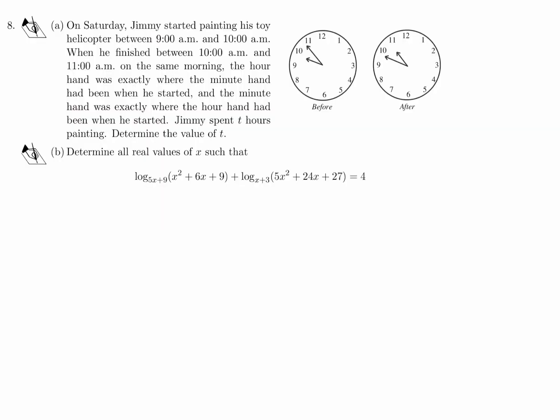On Saturday, Jimmy started painting his toy helicopter between 9 a.m. and 10 a.m. When he finished between 10 a.m. and 11 a.m. on the same morning, the hour hand was exactly where the minute hand had been when he started, and the minute hand was exactly where the hour hand had been when he started. Jimmy spent T hours painting. Determine the value of T.